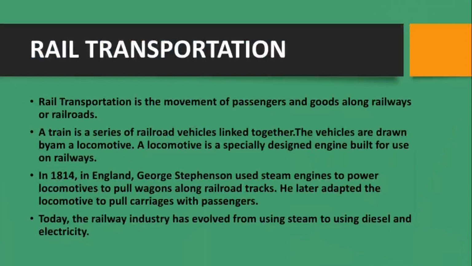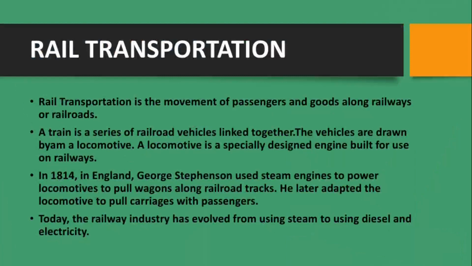Rail transportation is the movement of passengers and goods along railways or railroads. Some of you have been privy to see trains physically, but most often when you watch your movie, you see trains moving on the railroads. Now, a train is a series of railroad vehicles linked together. The vehicles are drawn by a locomotive. What's a locomotive? A locomotive is a specially designed engine built for use on railways.